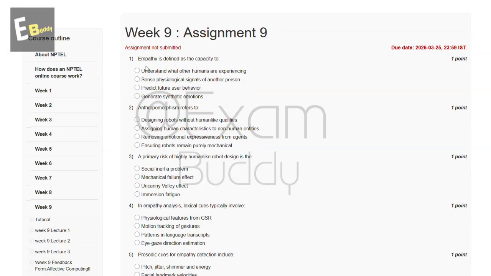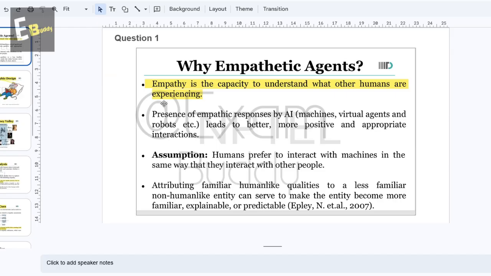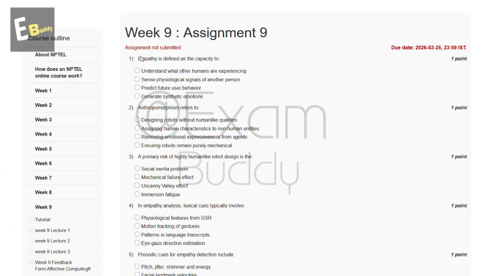So the first question is empathy is defined as the capacity to. So these are the options and now let's check the explanation. So explanation says empathy is the capacity to understand what other humans are experiencing. So the answer of our first question is A. Understand what other humans are experiencing. And now let's go to our question number 2.